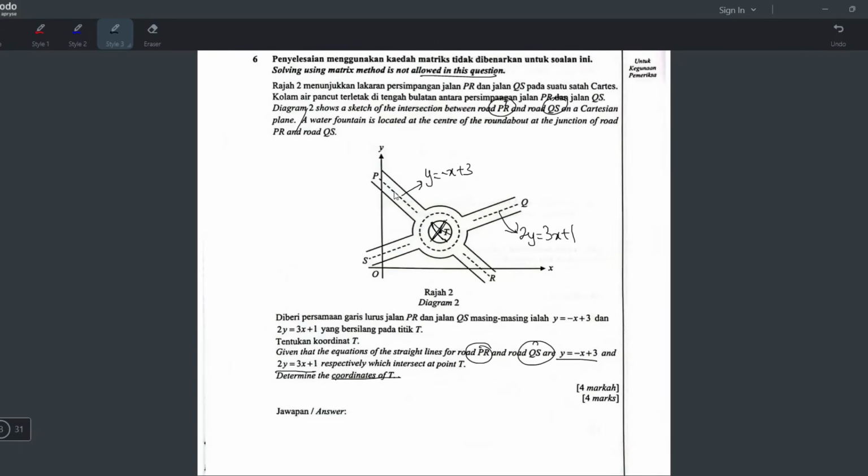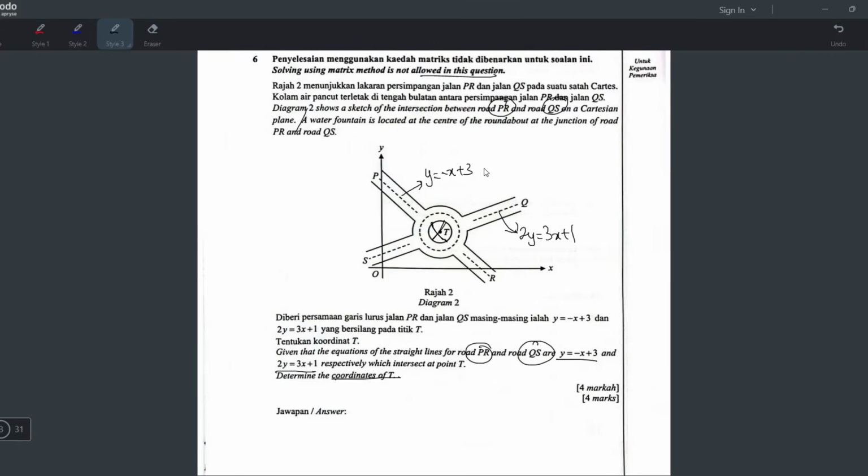Okay, coordinates of T is the intersection of these two lines, right? So how do you find the point of intersection? So when they give you two lines and you're trying to find the intersection point coordinate, just take the two equation of the line, of the two lines, and then just do simultaneous. Yeah, just do simultaneous. Simultaneous means you buat penggantian lah, or penghapusan. But they say cannot use matrix method, right? Yeah, so just do penggantian.